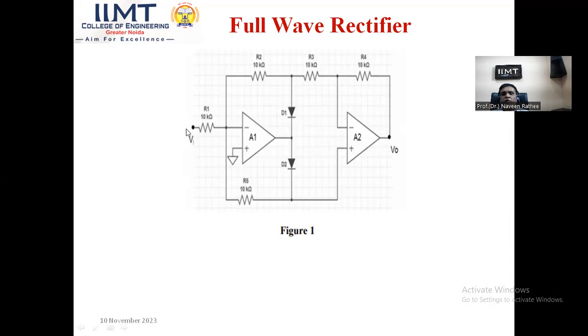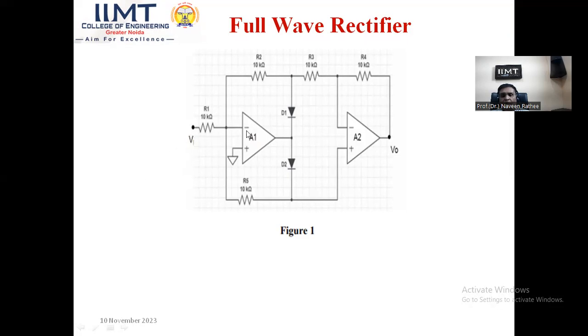The input will be available across this V1, and these are the feedback resistors: this 10 kilo ohm, then this 10 kilo ohm, and this 10 kilo ohm. So these act as feedback resistors. Now how will this circuit work? When I apply a positive input signal over here, that means I am talking about the positive half cycle of the input waveform.